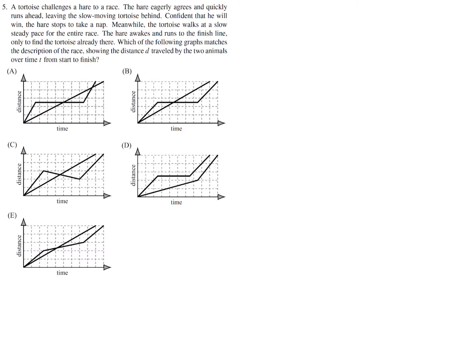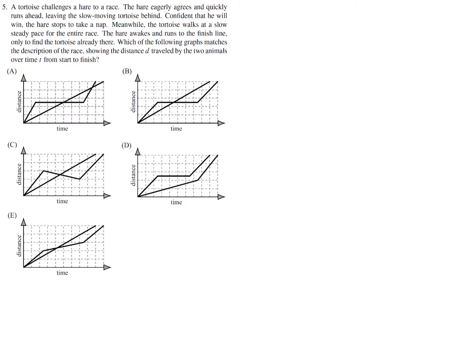A tortoise challenges a hare to a race. The hare eagerly agrees and quickly runs ahead, leaving the slow-moving tortoise behind. Confident that he will win, the hare stops to take a nap. Meanwhile, the tortoise walks at a slow, steady pace for the entire race. The hare awakes and runs to the finish line, only to find the tortoise already there. Which of the following graphs matches the description of the race, showing the distance d traveled by the two animals over time t from start to finish?